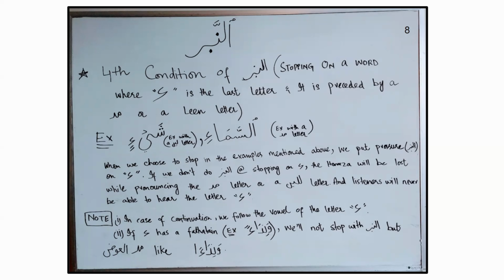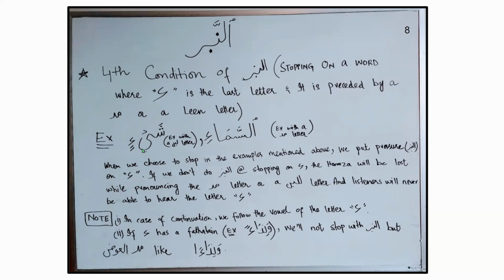The fourth circumstance of nabar in the recitation of the glorious Quran is when stopping by a sukoon on a word that has a hamza as the last letter preceded by a mad letter or a lean letter. We can see in this example, if we are choosing to stop on this word with a sukoon on letter hamza, the second last letter is a lean letter. And if you see in this example, if we choose to stop at the end of this word with a sukoon on letter hamza, the second last letter is a mad letter.